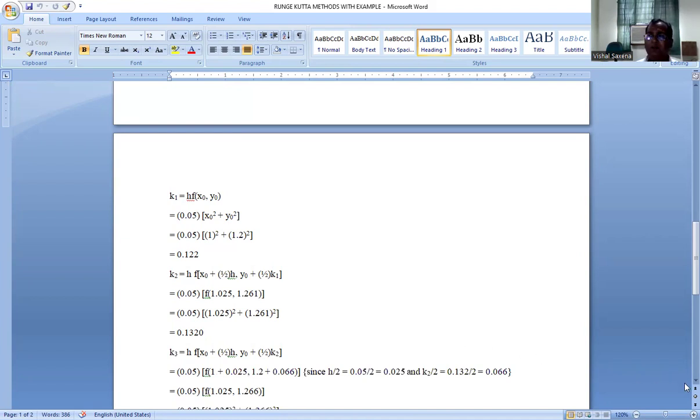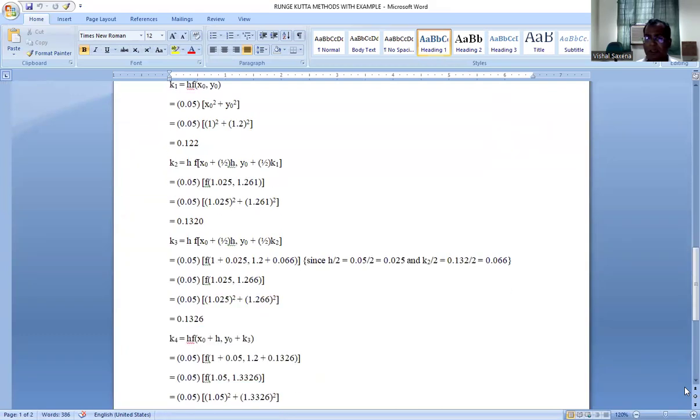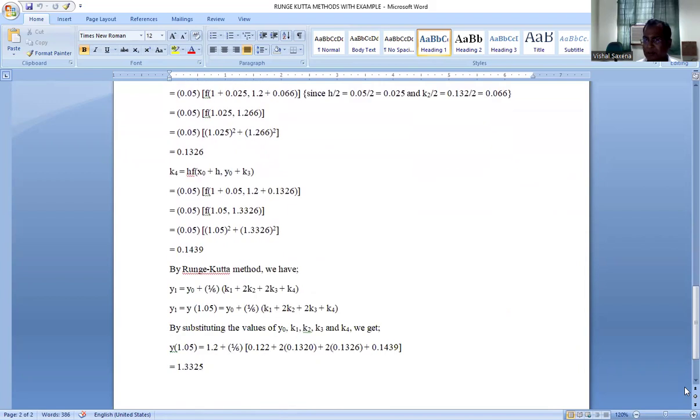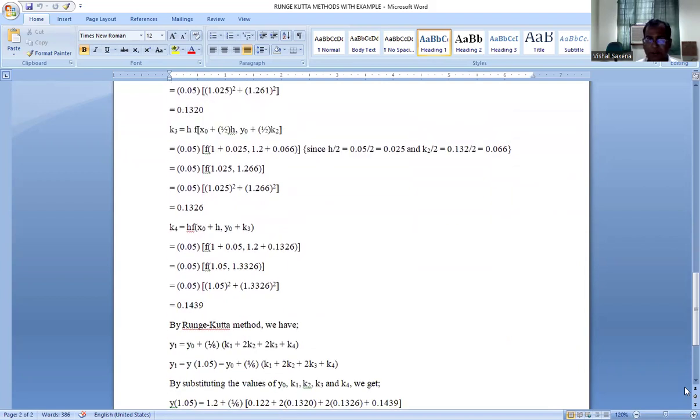It is an easy method. Initially we have to find K1, K2, K3 and K4, and then we have to find the value of Y according to this. K3 is given by h into function f(x naught plus h by 2, y naught plus k2 by 2). We have already discussed this, and now we have to put in the various values.